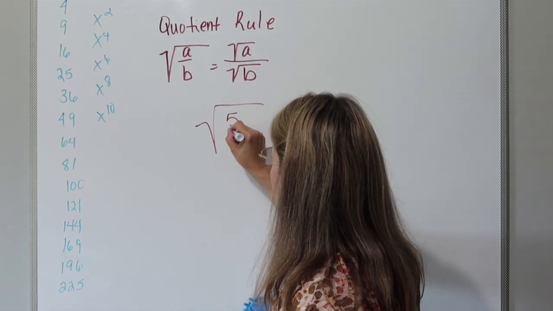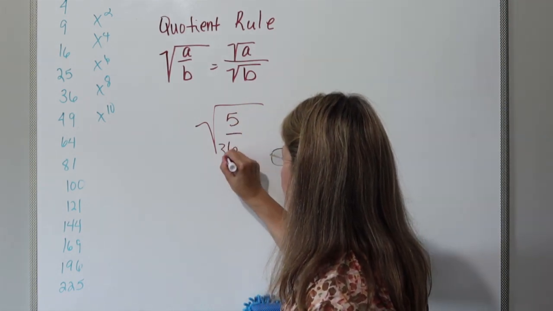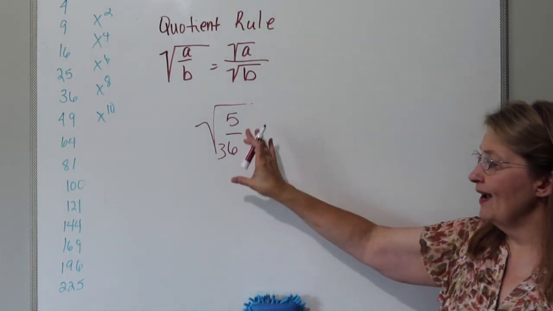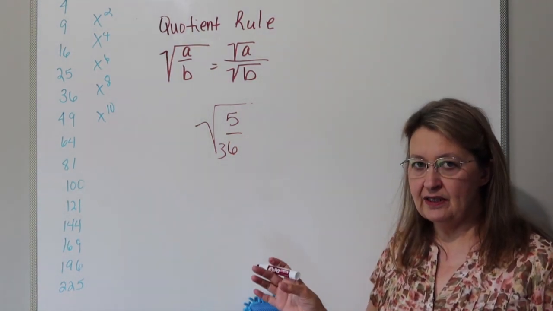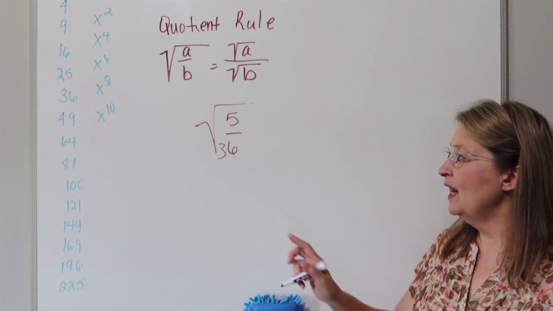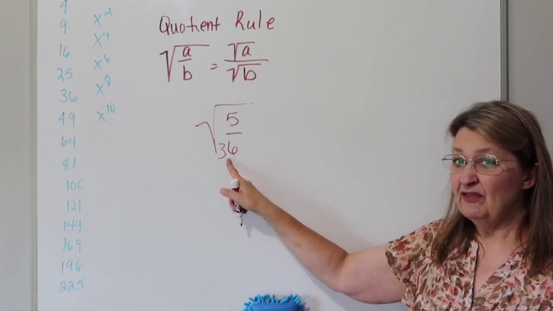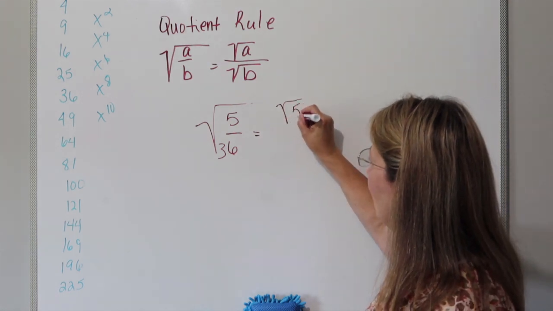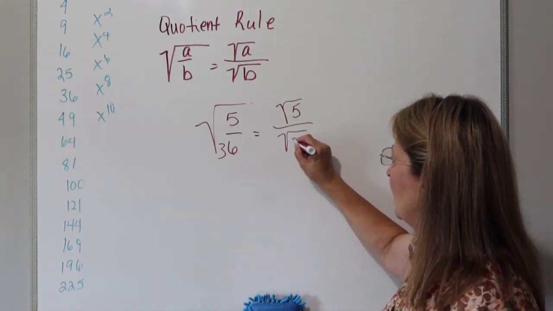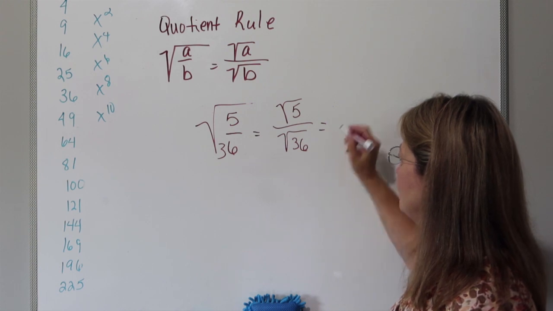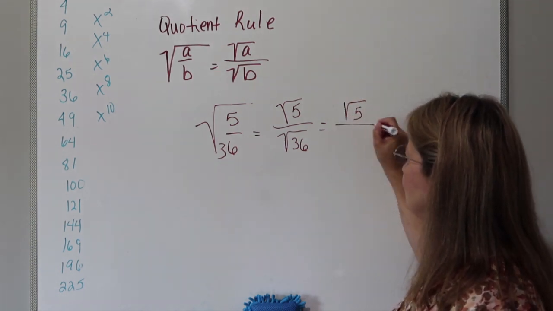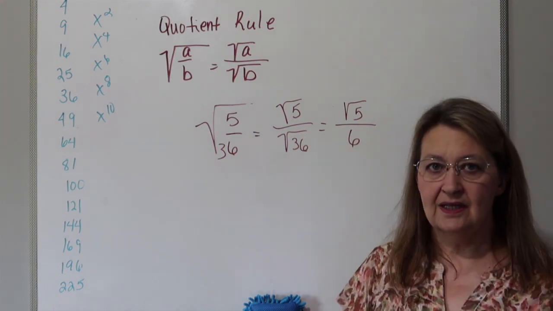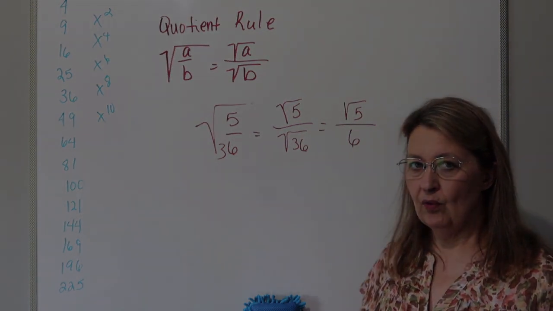If I have, say, square root of 5 over 36, and I look at this and I think, well, it's all under the radical. I can't simplify 5 over 36. That doesn't reduce down. But I notice, 36 is a perfect square. So if I use my quotient rule and rewrite this as square root of 5 over square root of 36, I'll have to leave square root of 5 like it is, but I can reduce the denominator to 6. That would be simplest form.